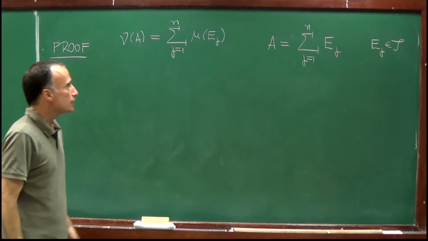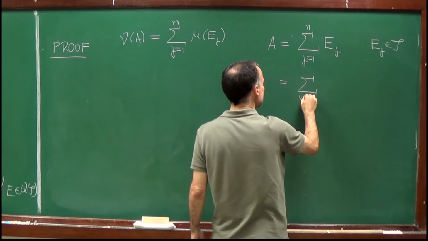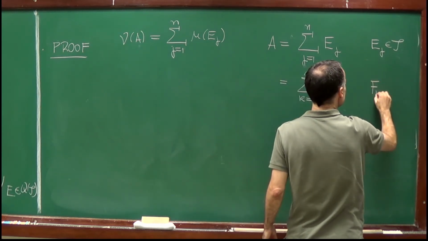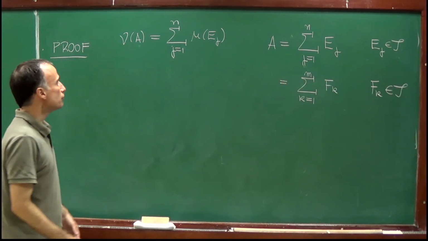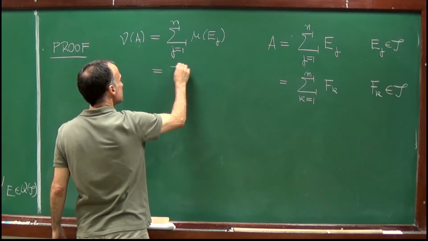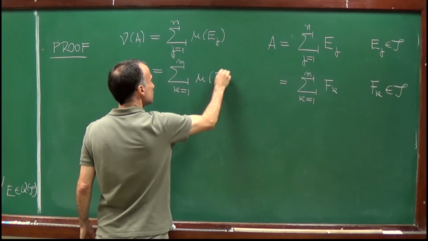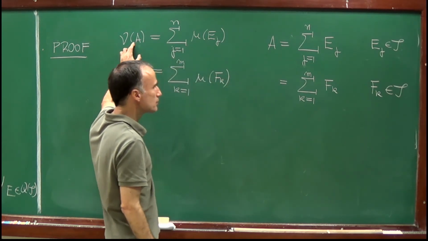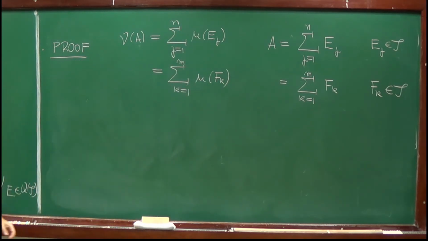So what do we need to show? Well, assume that A can be written as a sum from 1 to m of Fk, where Fk belongs to the semi-algebra. And what we need to prove is that this sum is equal to the sum from 1 to m of mu of Fk. Because we will have here two different definitions for the same object. We need to check that they are equal. So I want to show that this sum is equal to that one. All right.